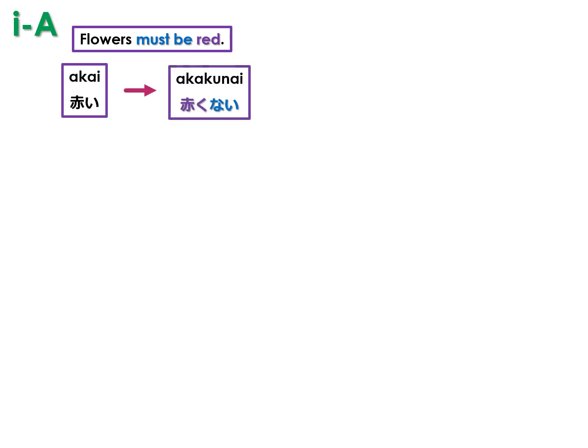shortcuts in our sample sentences. For example, the sentence, flowers must be red. Maybe it's the overall look of the wedding party. Red is an E adjective, akai. Its nai form is akakunai.